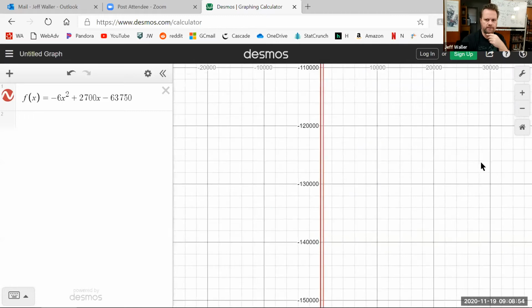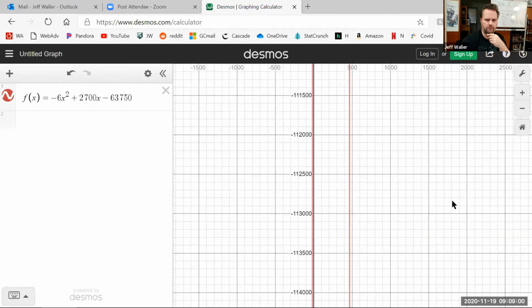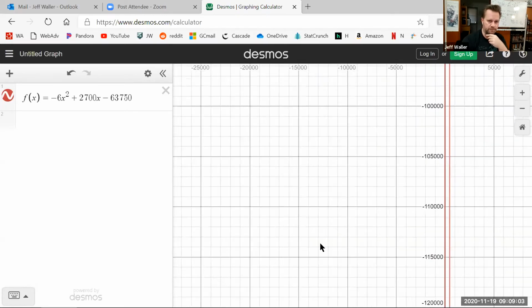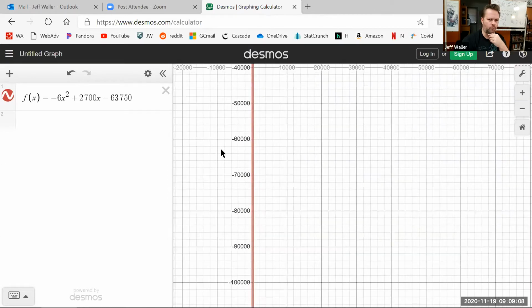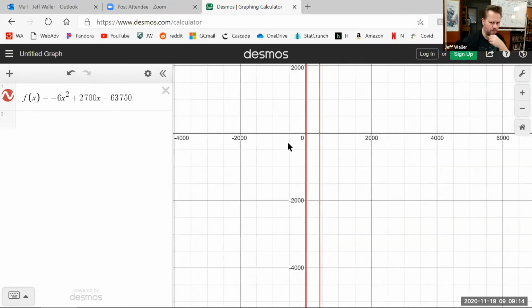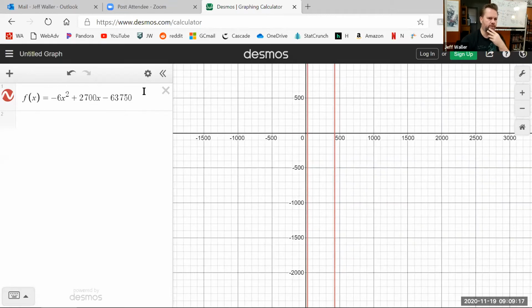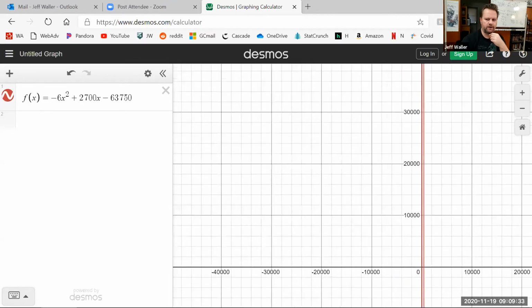Can somebody tell me, you guys can actually do this. This is not the best function to start with here because it's a little extreme. Can you guys tell me what the y-intercept of this function is? -63,750. That's right. So it's going to hit the y-axis way down at -63,750. So if I zoom out far enough, this is kind of insane.